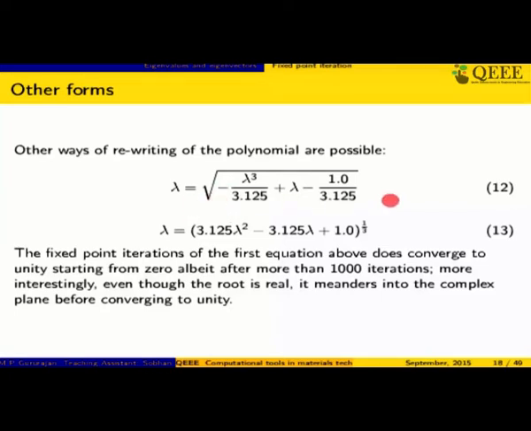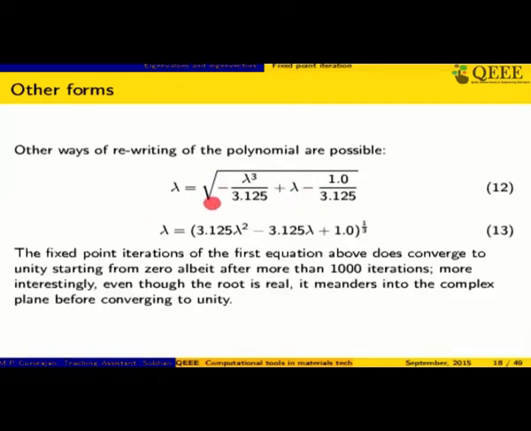So you can rewrite the polynomial in this fashion, or you can take the lambda cube term, keep it on one side, take the rest to the other one and take the cube root. And if you take this expression, for example, the fixed point iteration of this one will converge to 1 if you start even from 0, okay. But the way it does is very, very interesting, okay.